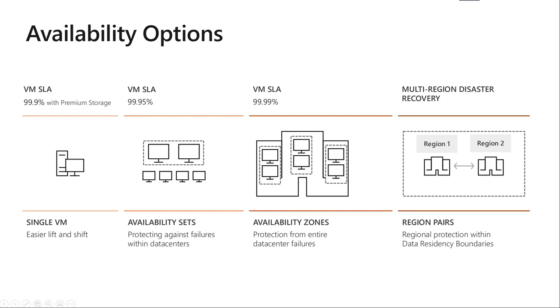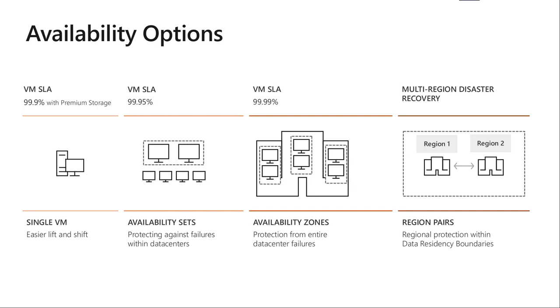Okay, availability options. These are the SLAs. A single virtual machine with premium storage has an SLA of 99.9%. You can quickly migrate an existing virtual machine to Azure through lift and shift. Lift and shift is a no-code option where each application is migrated as is, providing the benefits of the cloud without the risk of costly code changes.